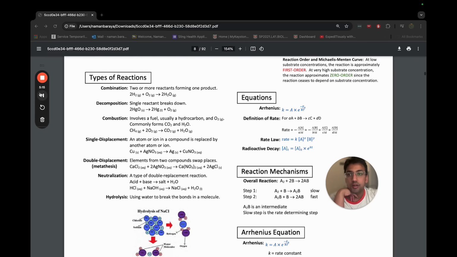Okay, next you have types of reactions. So over here, this is pretty high yield too. So combination is when you combine two things. Decomposition is when a single thing breaks down.